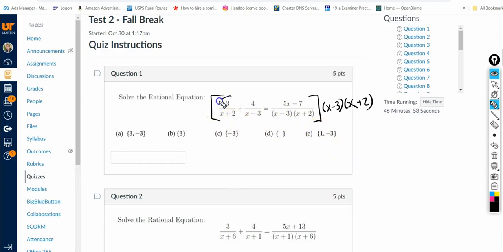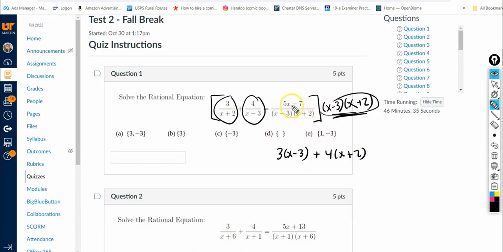So when I multiply this by that, the x plus 2's cancel, and I'm left over with 3 times x minus 3. When I multiply this by what's on the outside here, the x minus 3's cancel, and I'm left with 4 times x plus 2. And when I multiply this fraction by what's on the outside, everything cancels there, and I'm left with that. And so I'll have that.